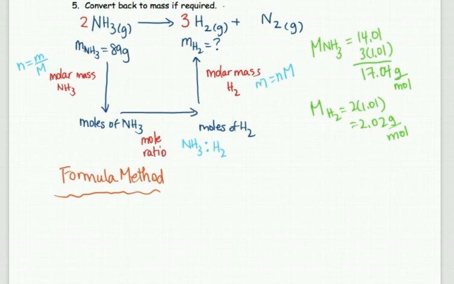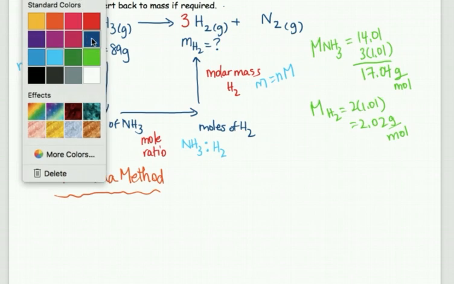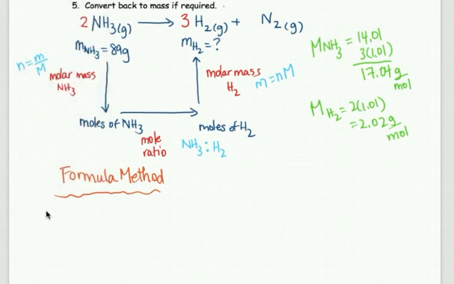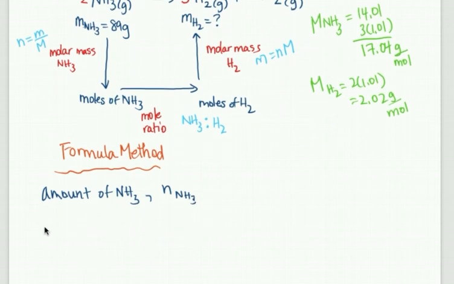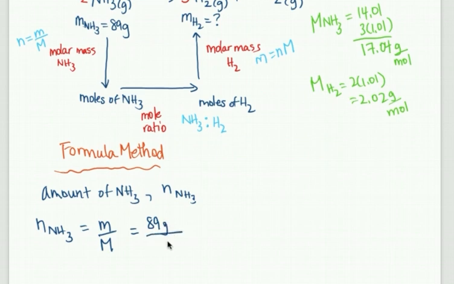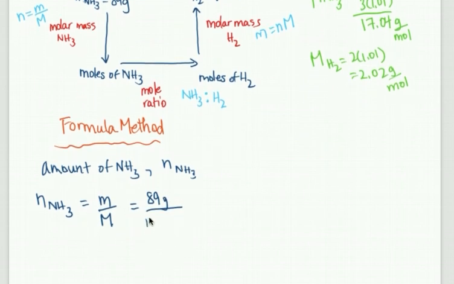We're trying to get to the amount of ammonia. So we can even write that, amount of ammonia. All right, so from there, you want to set up our formula here. So we have, to get the amount of NH3, we need to take the mass and divide by the molar mass. So let's plug those in. So the mass was 89 grams, and the molar mass was 17.04 grams per mole.